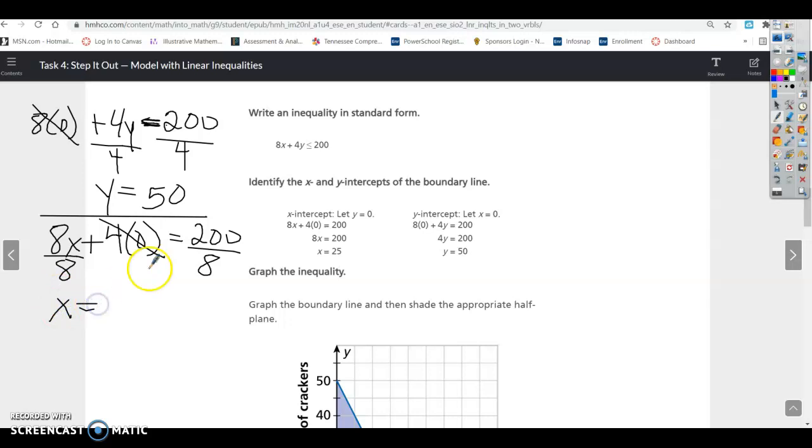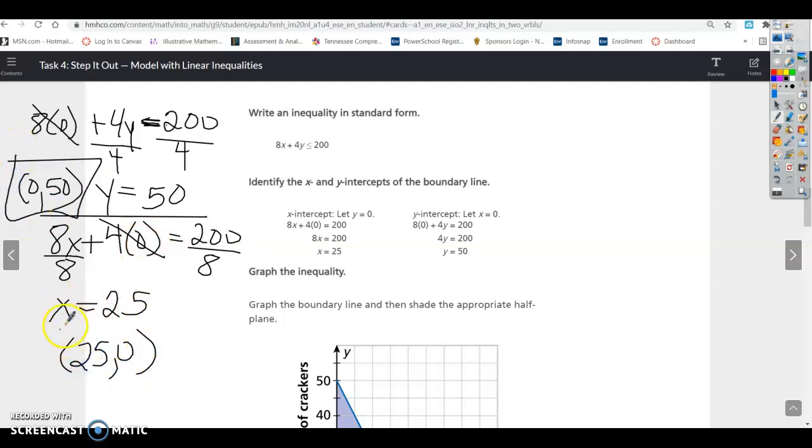So x equals 8 goes into 16 twice with 4 left over. 8 goes into 40 5 times. All right, so your x and y intercept. When x is 0, y is 50. And when y is 0, remember y is your second variable in your ordered pair, so that gives you 0, 50, and 25, 0.